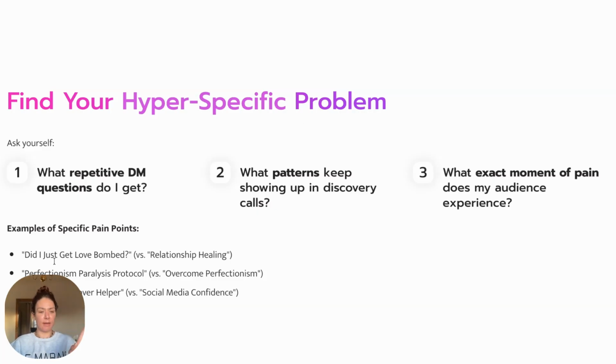So some other examples of specific pain points. Oh, and I'll show you this in a second. Instead of relationship healing, did I just get Love Bomb GPT? Perfectionism Paralysis Protocol instead of overcoming perfectionism. Instead of social media confidence, the Visibility Hangover Helper. How dope.